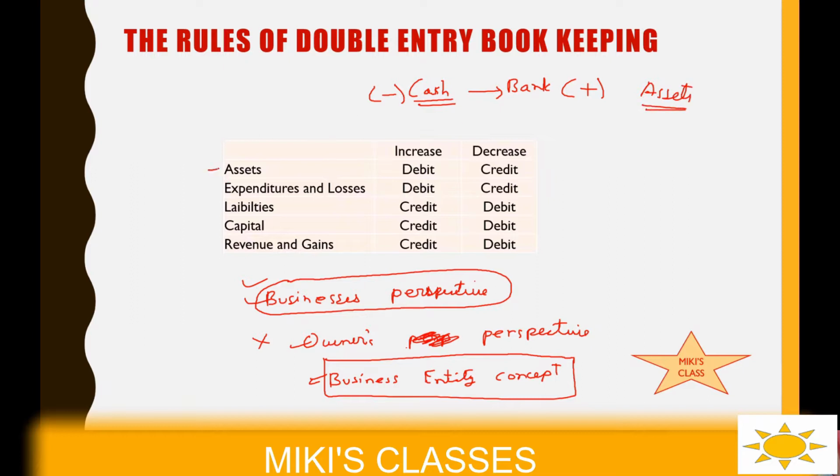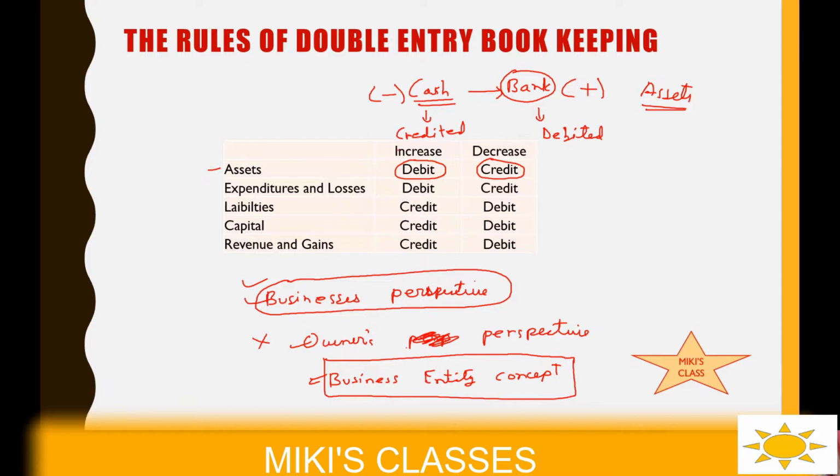So let's check the rules for this row, assets. If an asset increases, it has to be debited. What has increased? Bank. So the bank account here has to be debited. And again, for assets, if an asset decreases, what has to be done? It has to be credited. What has decreased? Cash. So the cash account has to be credited.